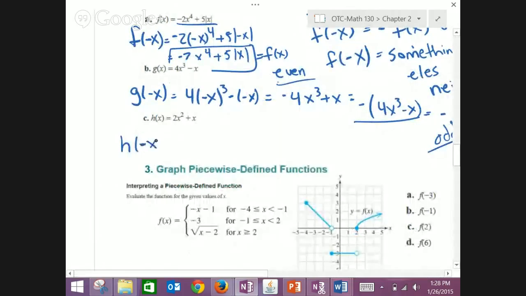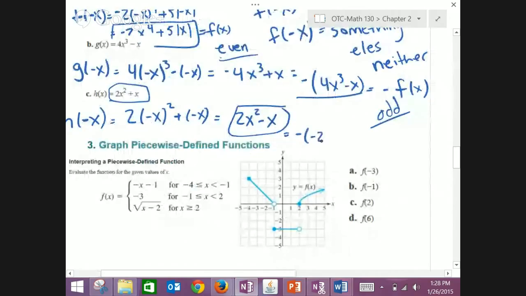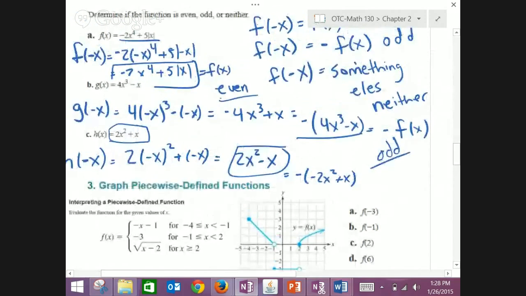If I plug in minus x here, I have 2 times minus x squared plus minus x, which is 2x squared minus x, which is not the same. Or if I pull out a negative, that's going to be minus 2x squared plus x, which is not the same as what I originally started with. But here, if I pull out a negative, it is the exact same. It's the negative of what I started with. So that's odd.